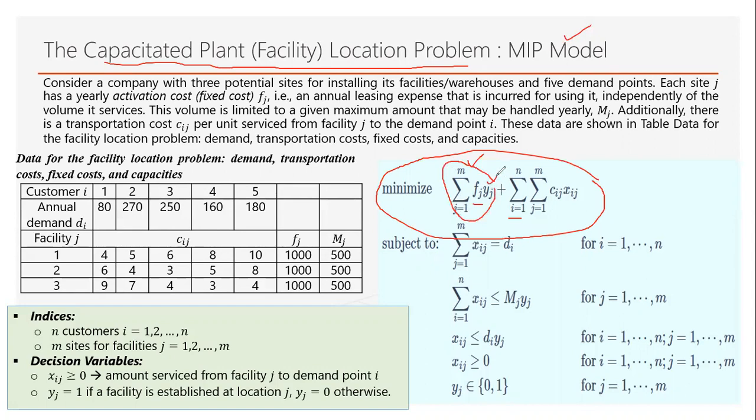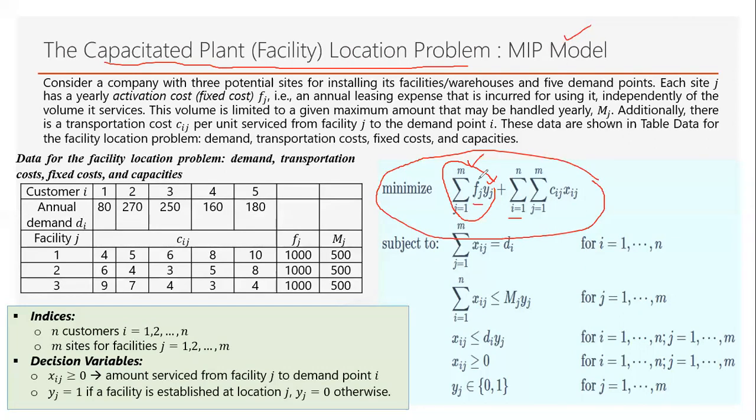So y is basically a binary variable: whether we have established a plant at a particular location, at the jth location, or not. So this would be 1 if we have located the plant at the jth position. It would be 0 if we haven't located the plant at the jth location.